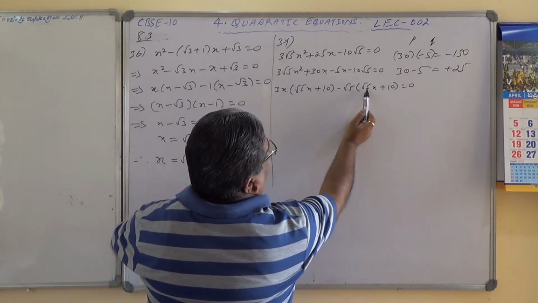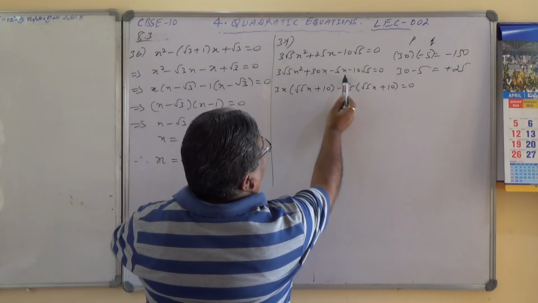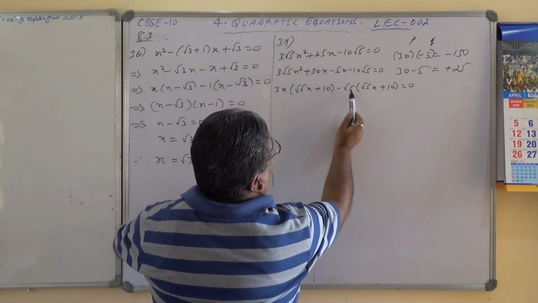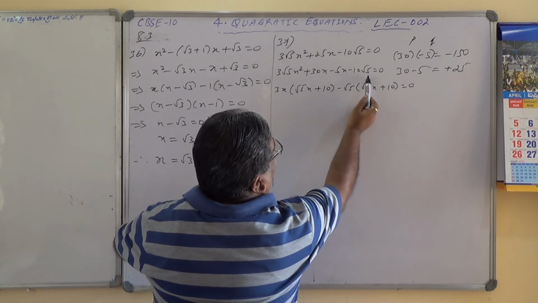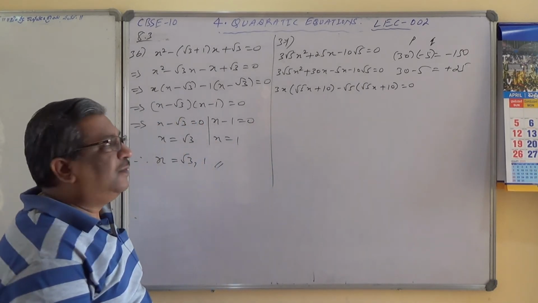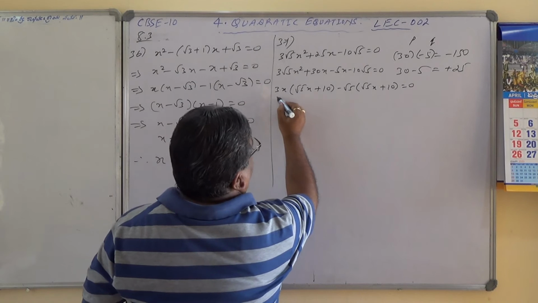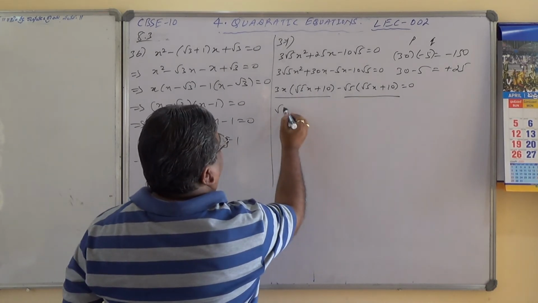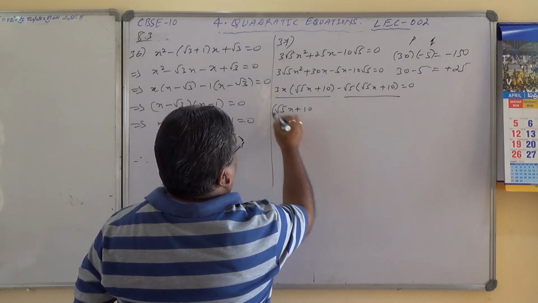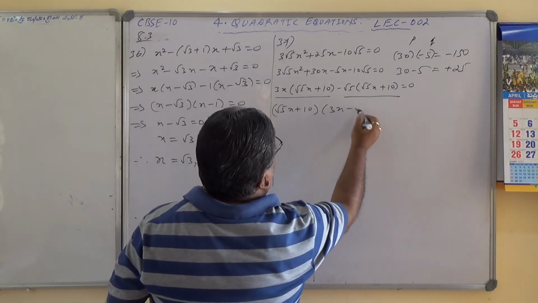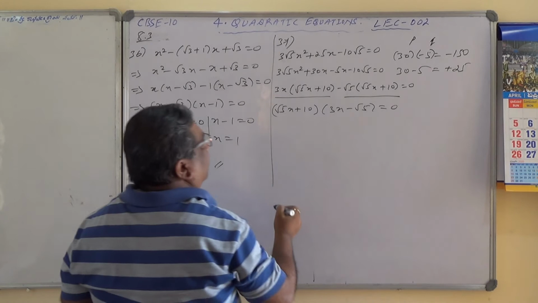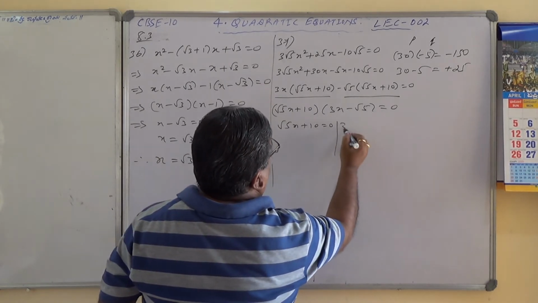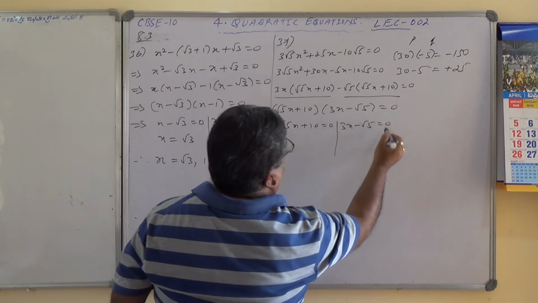Root 5 to root 5, 5. 5x minus 5x, correct. Minus into minus, minus into plus, minus. Root 5 into 10, 10 root 5. It is correct. What are the common out of these two now? Root 5x plus 10 is common, into 3x minus root 5 equals 0. Therefore, root 5x plus 10 equals 0. 3x minus root 5 equals 0.